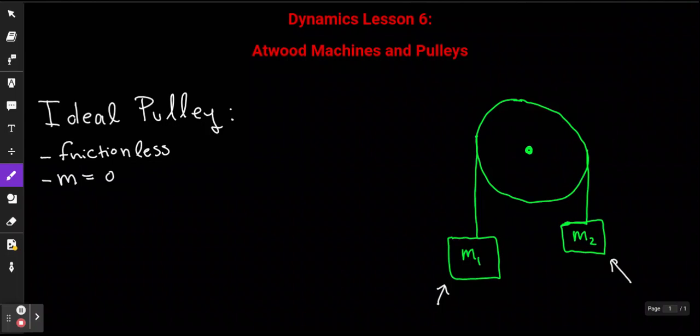So an ideal pulley creates a property in the string that connects the two masses together. Because the pulley itself is frictionless and its mass is zero, and also the string is massless, the tension throughout the pulley is equal. This means that mass 1 experiences the same tension as mass 2.